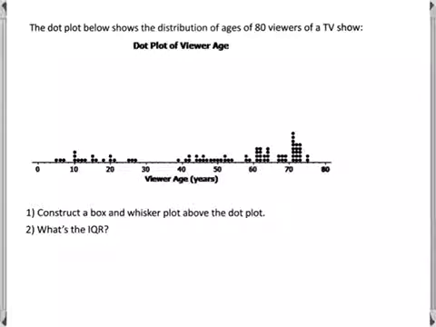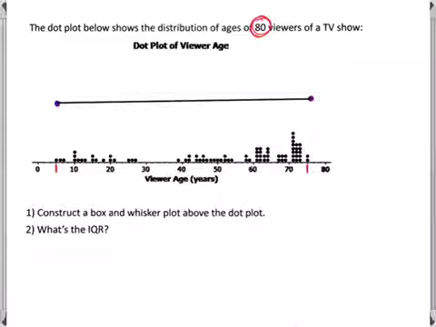The dot plot below shows the distribution of ages of 80 viewers of a TV show. And so we're going to use this dot plot to create a box and whisker plot. So the first thing I want to do is identify my min and max values. Well, my minimum value would be here. My max value would be here. So I'm going to put a dot above the minimum and a dot above the maximum. And I'm going to connect these points in order to start my box and whisker plot.